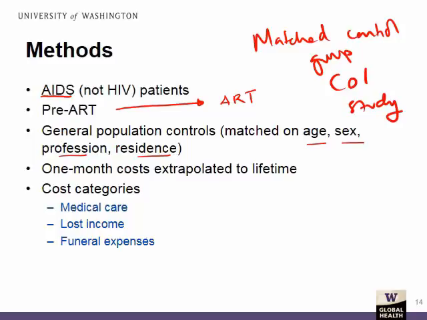And they measured the 1 month cost extrapolated to the lifetime of patients. Now remember that at this time, without ARVs, HIV was a highly lethal disease, and this lifetime wouldn't have been a long time, it would have been a short time. They included medical care, lost income, and funeral expenses, pointing to the short lifetime I was talking about here.